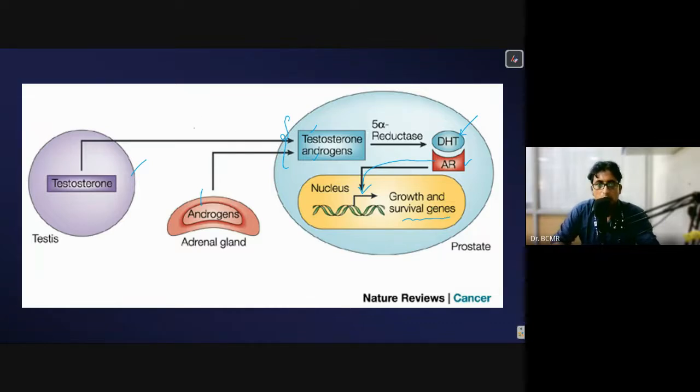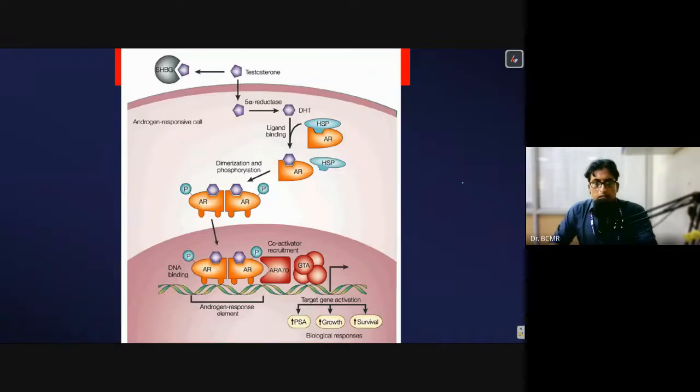We are talking about androgen, testosterone. If castration, that is removal of the testis, happens, there is no testosterone production. So there is a possibility that the prostate gland, the luminal cells at least, would die because they are dependent on testosterone for their survival and growth. This is the general canonical way the androgen receptor cell signaling pathway works.